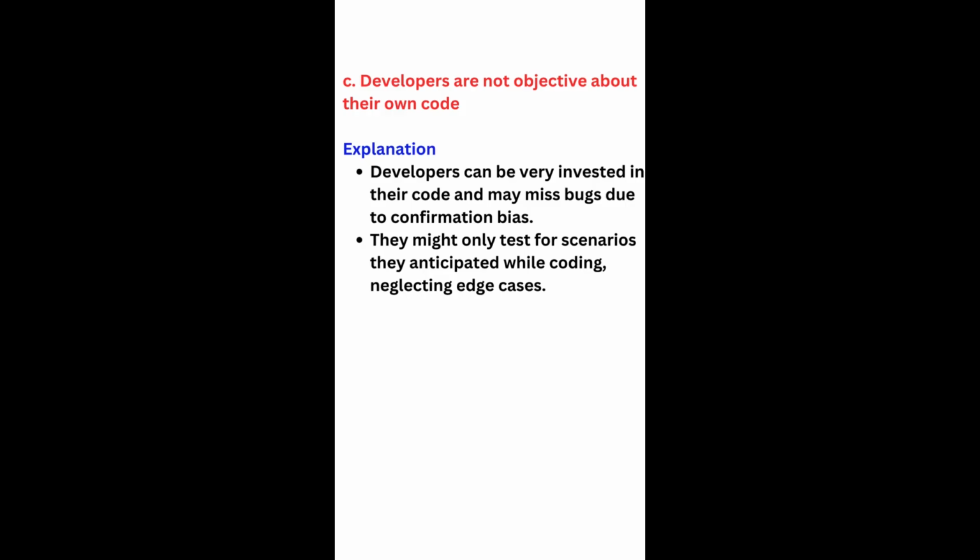The correct answer is option C. Developers are not objective about their own code. Explanation. Developers can be very invested in their code and may miss bugs due to confirmation bias. They might only test for scenarios they anticipated while coding, neglecting edge cases.